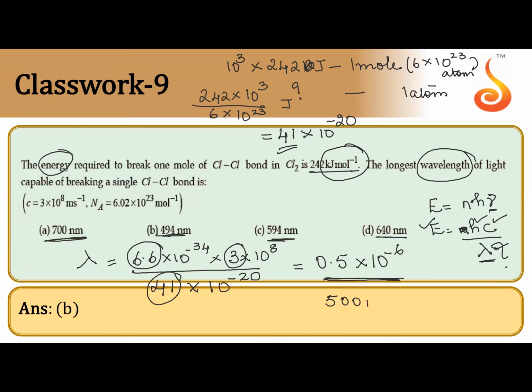500 nanometer approximately. Because nanometer means 10 raised to minus 9. So you need to divide by 3 here and multiply by 10 raised to 3 here. Divide by 10 raised to 3, multiply by, you know how to do that, right? So I'm getting 500 nanometers. So we can select option B here, approximately. Of course, those who are doing it exactly will get the answer correctly here.